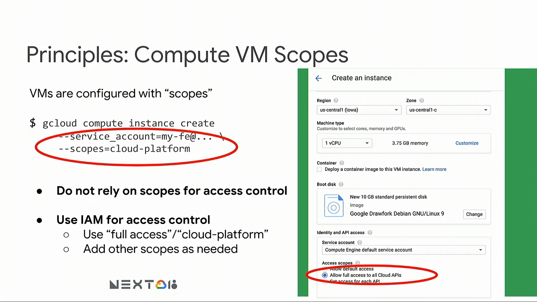So we highly recommend that in general, when you see these things, you close your eyes and don't use them for access control. Rely on IAM for access control, and instead give the VM a fairly high-level scope, such as Google Cloud Platform, or full access, depending on the user interface you're using. And if you need to call other APIs like Calendar or Maps or something, you can grant those scopes as well.